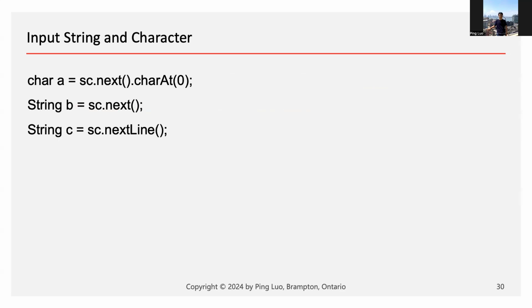Scanner doesn't have a specific method for a character. So some students, when they do labs, will say next character or nextChar. We thought this is the way, but actually to input a character, you need to use next dot charAt 0, because it's like we input a string, but that string only has one character, which is at index 0. So that's a little bit confusing.